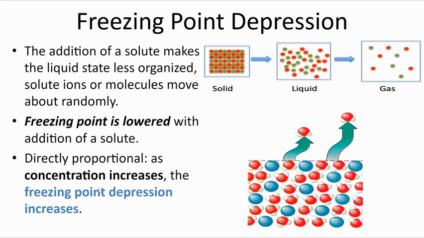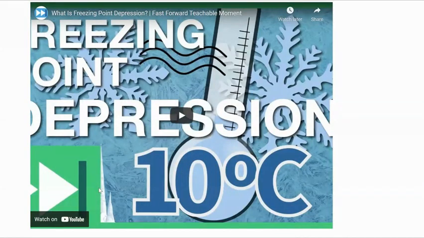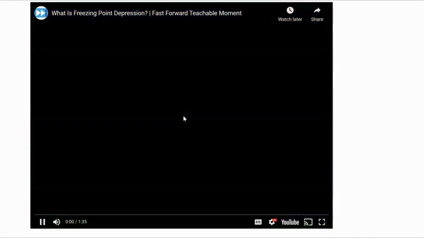The addition of a solute makes the liquid state less organized, and thus the solute ions or molecules are moving about randomly. The freezing point will be lowered with the addition of the solute, and this is a direct proportional relationship. As the concentration increases, the freezing point depression would increase proportionally. So let's watch a video that goes over freezing point depression.